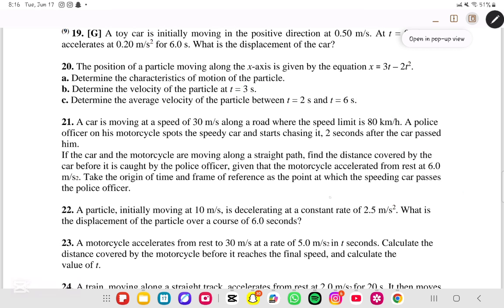Now we move on to part C. They say, the average velocity of the particle between time 2 seconds and time 6 seconds. So how do we find the average velocity? First of all, we need to find the total time. What's the total time between 2 seconds and 6 seconds?